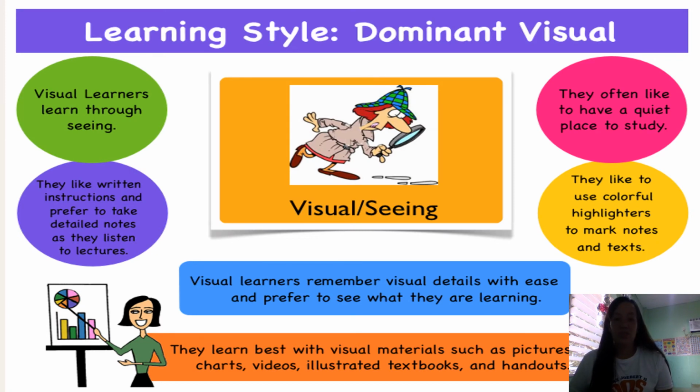Or the dominant visual. The visual learners, they learn through seeing. They often like to have a quiet place to study. They like to use colorful highlighters to mark notes and text. They like written instructions and prefer to take detailed notes as they listen to lectures. Or the visual learners remember visual details with ease and prefer to see what they are learning. And they learn best with visual materials such as pictures, charts, videos, illustrated textbooks, handouts, and more.